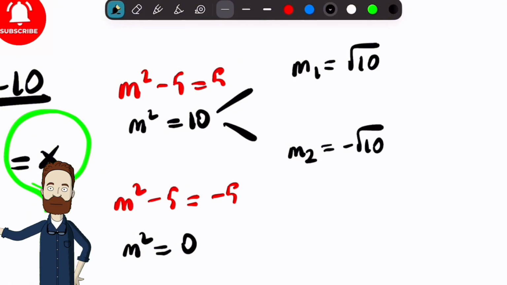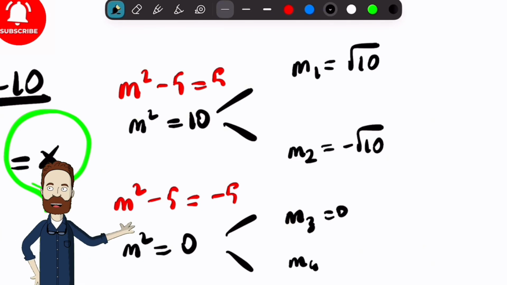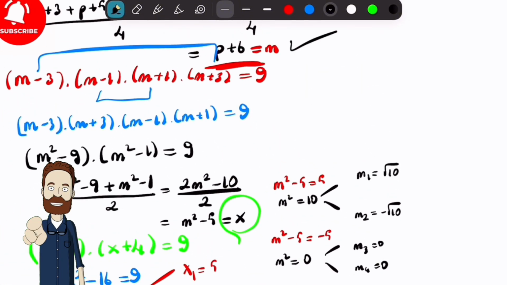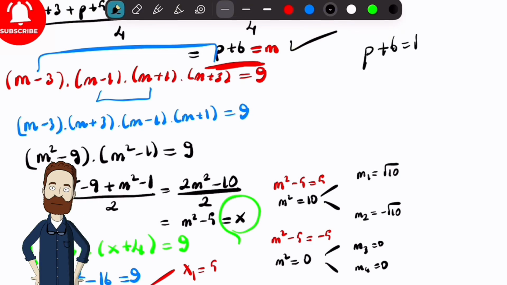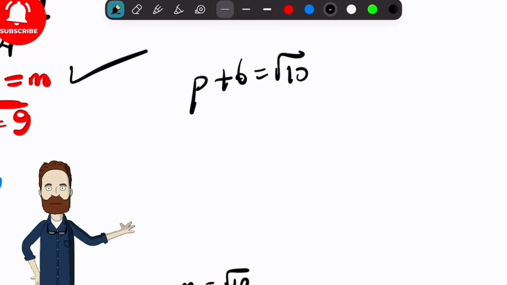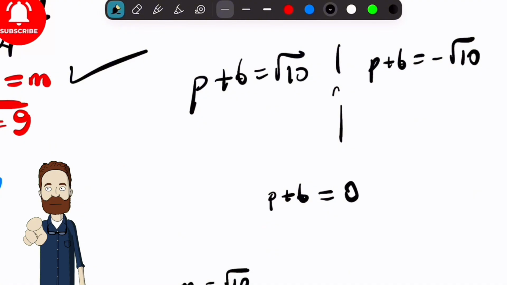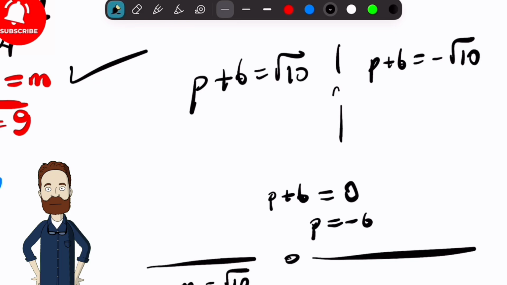And for the other case, m3 is 0 and m4 is 0, so they overlap and we've reached the same root value. So what was m? m is p plus 6. Then p plus 6 is equal to root 10, p plus 6 is equal to negative root 10, and finally p plus 6 is equal to 0. From here, I can easily say p is negative 6.